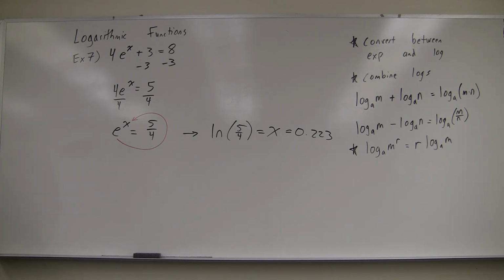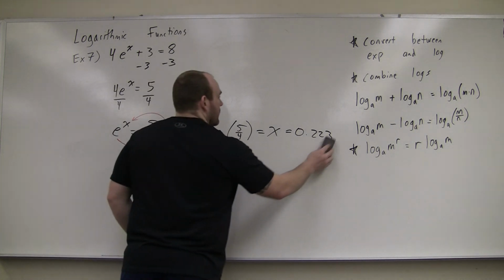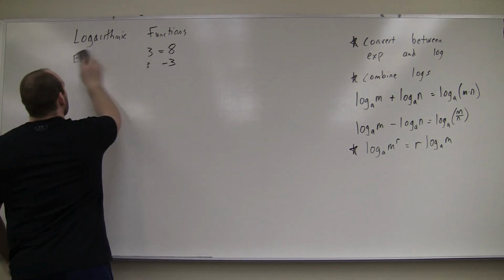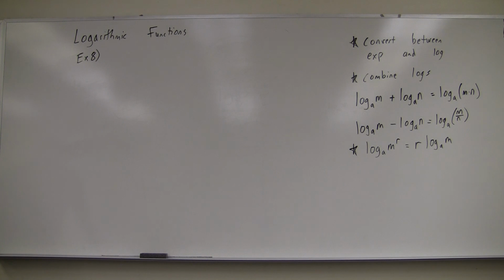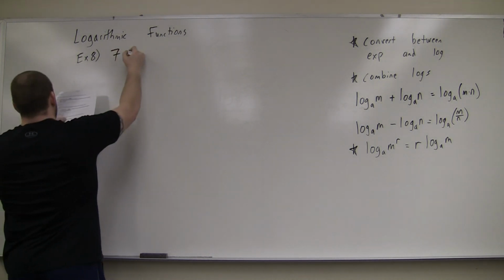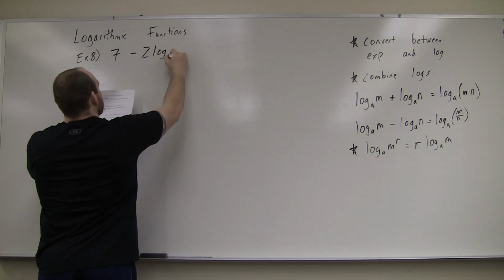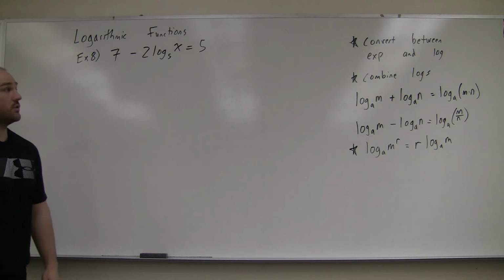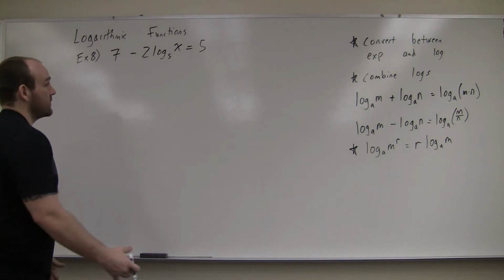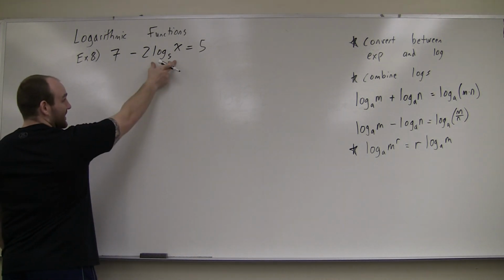Let's do one more of these, and then let's do some combining logarithms. Okay, so let's do one where we're actually given a logarithm. So 7 minus 2 log base 5 of x equals 5. Okay, so again, I'm going to try to make this where I have a single logarithm and I can convert it to exponential, because that's kind of my preferred method. So in order to do that, just like with exponential, we need to isolate this logarithm.